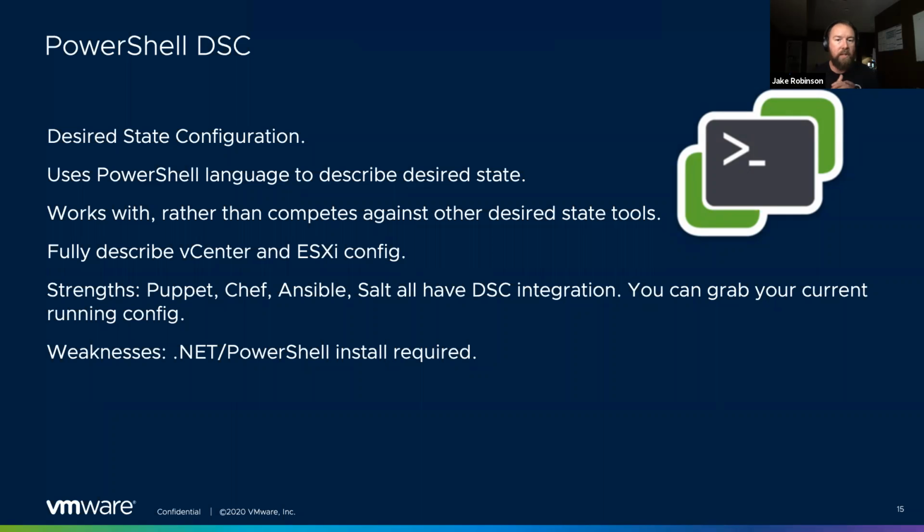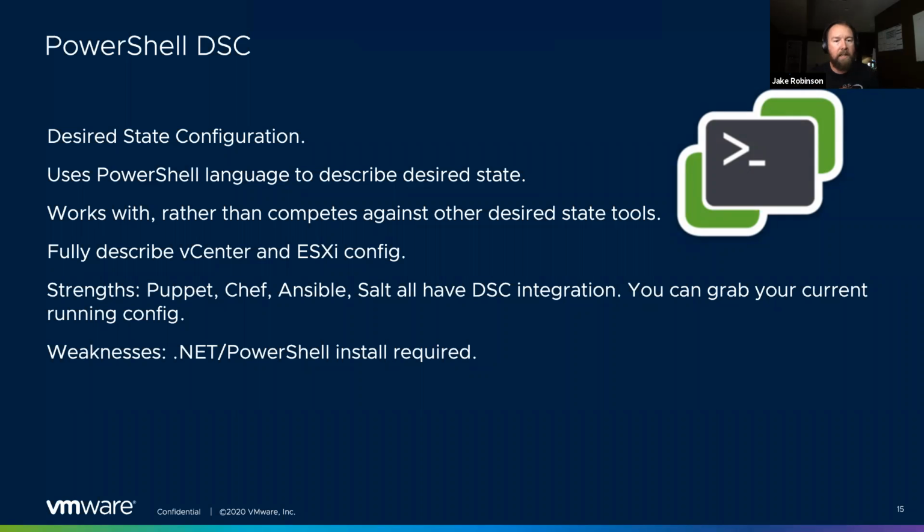Positives, you can actually grab your current running config. So if you're in a brownfield environment and you're not doing 100% immutable infrastructure, you can grab your current config and actually create a template for an ESXi host using the DSC script that they have out there.